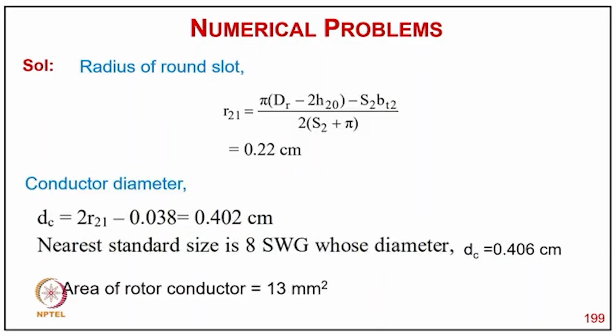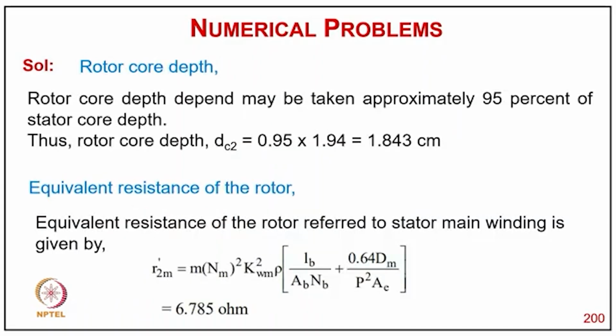So now the radius of the round slot R21 from this relation comes to 0.22 centimeter, and the conductor diameter from this relation comes to 0.402 centimeter. So the nearest standard size is 8 standard wire gauge, whose diameter is equal to 0.406 centimeter. So the area of the rotor conductor is 13 millimeter square.